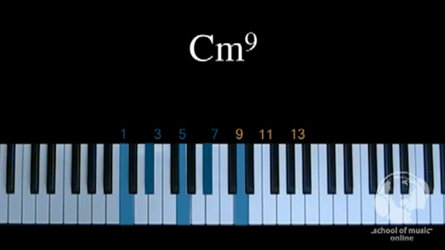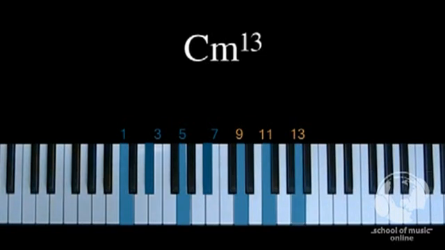Okay, so now let's turn it into a C minor 11. Notice that we keep the 7 and the 9 in there. And finally, let's turn it into a C minor 13. So you see what I mean about those building blocks.